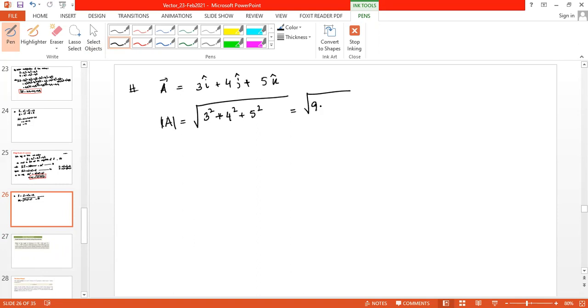So 9 plus 16 plus what? 25. So that means 50, which is, by the way, 5 root 2. Okay, so this is the magnitude of this vector. Clear, guys? Is it clear to you?